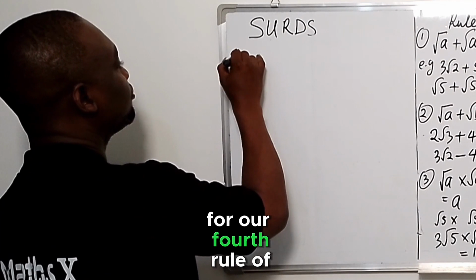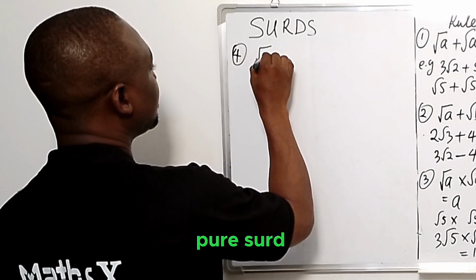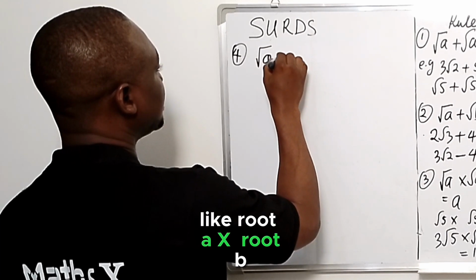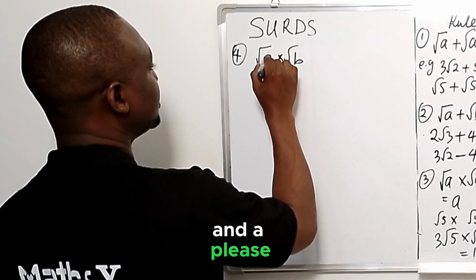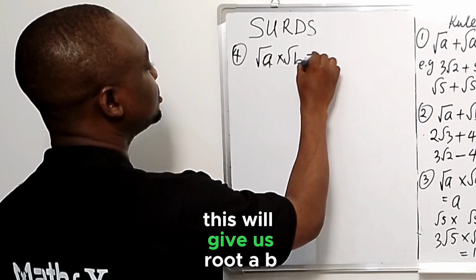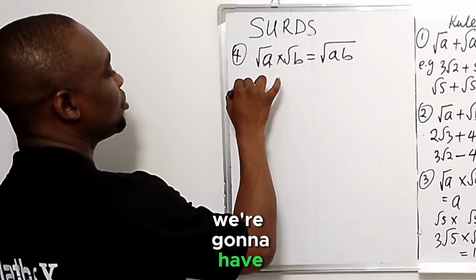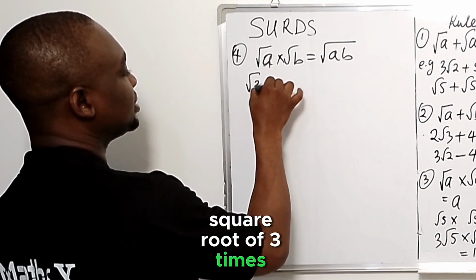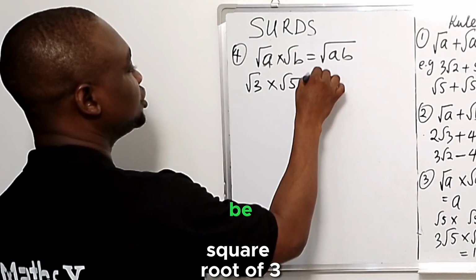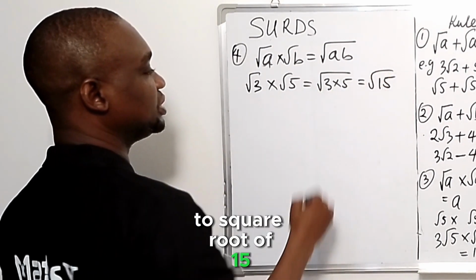For our fourth rule of surds, if we have two dissimilar pure surds like root A times root B, this would give us root AB. If this is so, we're going to have square root of 3 times square root of 5. This will be square root of 3 times 5, which is square root of 15.